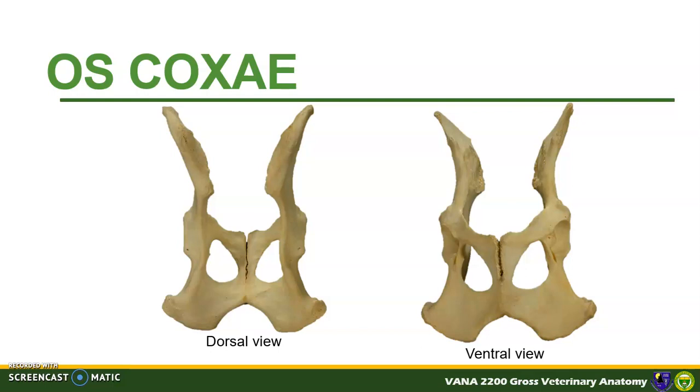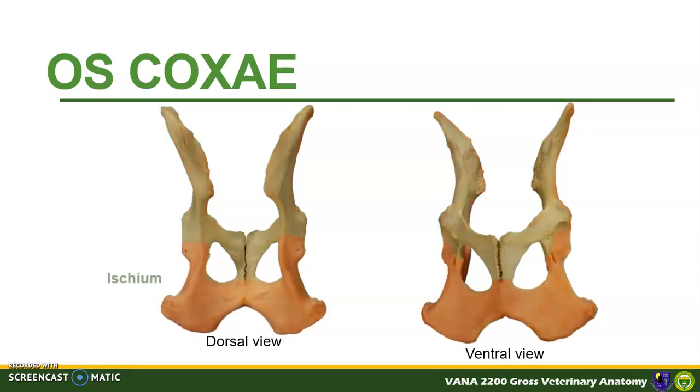The first bone is the os coxae or the pelvic bone. Here is a dorsal and ventral view of the os coxae. It is composed of fused ilium, ischium, pubis, and acetabular bone. Acetabular bone is in the center of the acetabulum and fuses early, leaving no indication of its presence. Here is the acetabulum. It is a concavity articulating with the femoral head to form the hip joint.